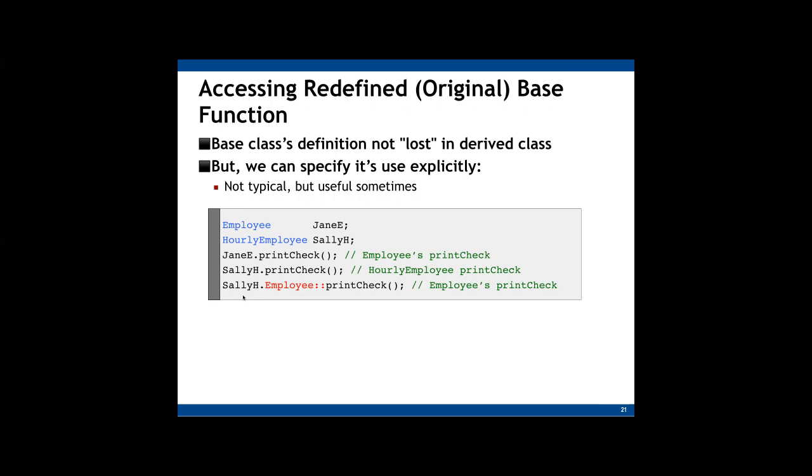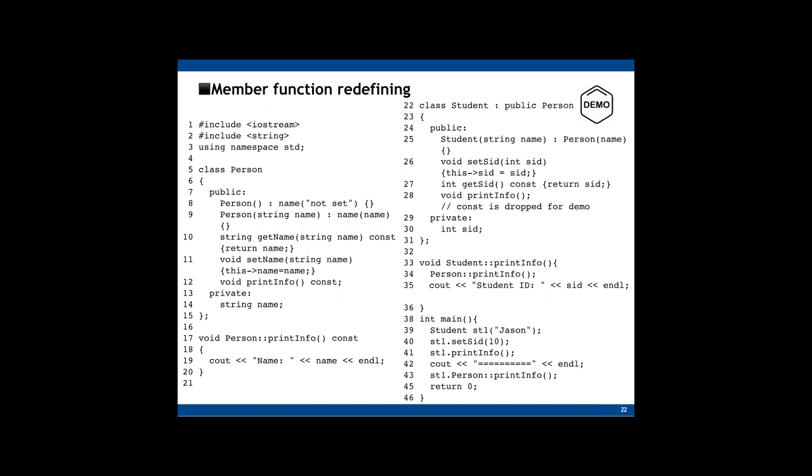class type of objects. So if you do this, you call the redefined print check member functions. And if you do this, you call the print check defined in the parent class. So the function definition of the parent class is not lost even though you redefine the inherited member functions. So you can still access it. So let's look at this concept using a demo code.